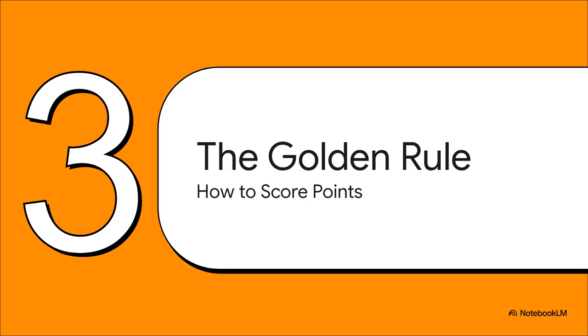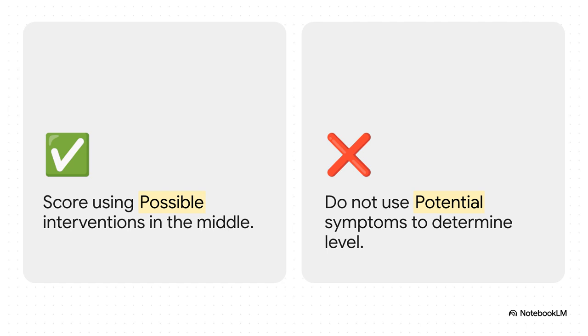Moving into Section 3, the golden rule. Seriously, if you want to know how to score points and actually win this game, you have to memorize this one rule. Your level assignment is based entirely on Column 2. That's it. You only score points for the actual nursing and staff interventions that happened. This means you must treat Column 3's symptoms as a total distraction. Ignore them. The guidelines explicitly state that the right column of potential symptoms is just an aid. It does not dictate your final level.